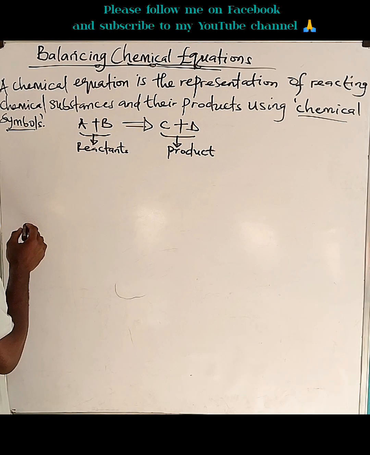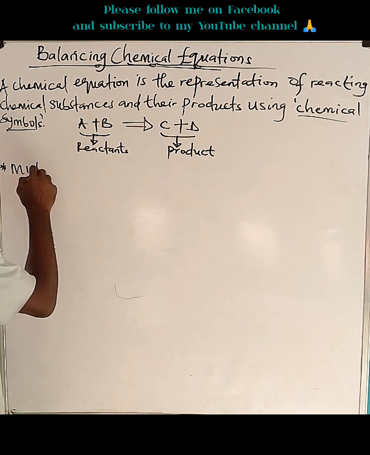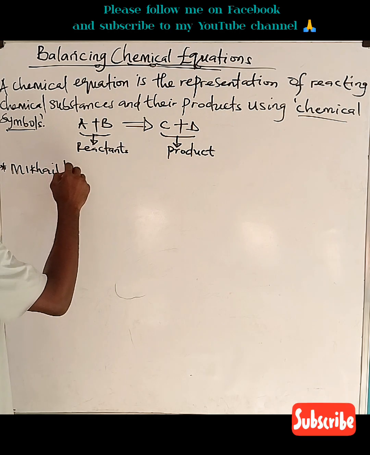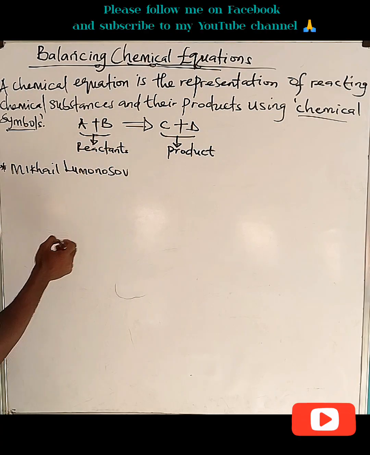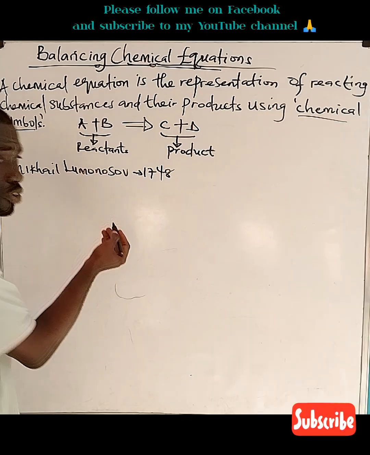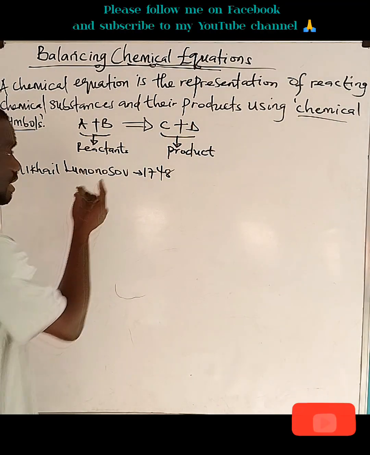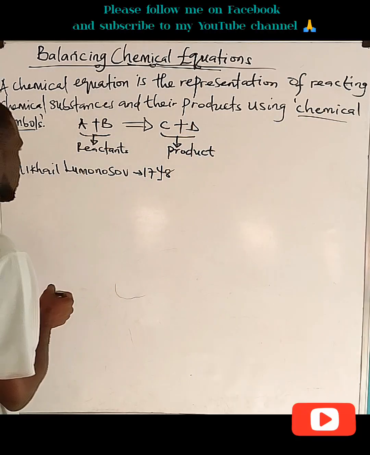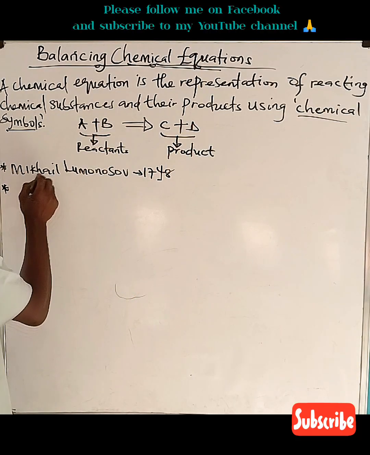Everything started with this Russian chemist known as Mikhail Lomonosov. Mikhail Lomonosov was the first chemist, in the year 1748. This Russian chemist worked on the law of conservation of matter. He started everything, he started with this very man. So he worked on the law of conservation of matter.